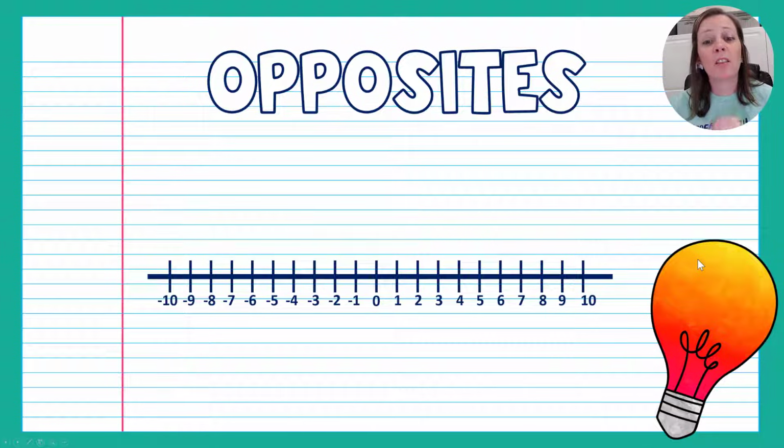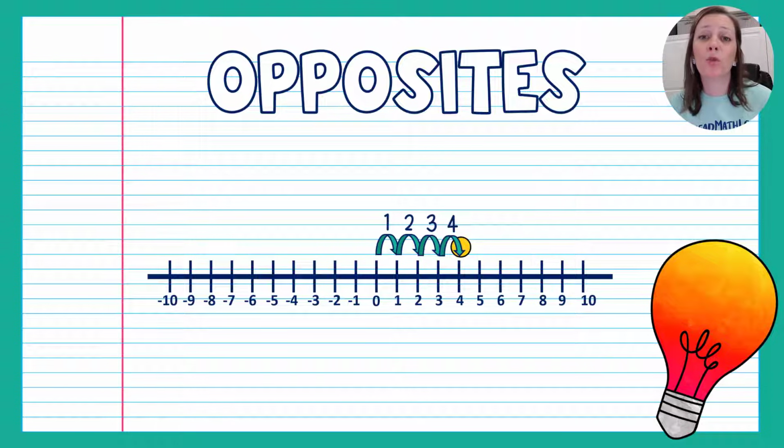Let's talk about their opposites. Let's start by just graphing an integer on our number line. We're going to graph 4. Well, it's real obvious to us, and we can easily see that 4 is 1, 2, 3, 4 spaces to the right of 0. So its opposite would obviously be 4 spaces to the left of 0. So let's look at that. We got 1, 2, 3, 4 spaces to the left of 0. So the opposite of 4 is -4.